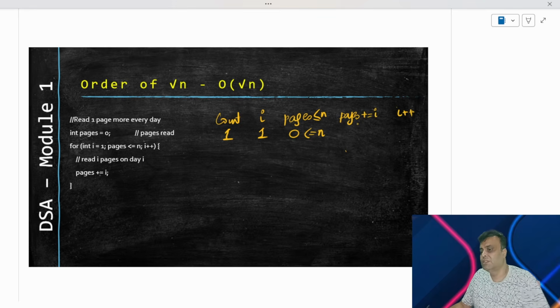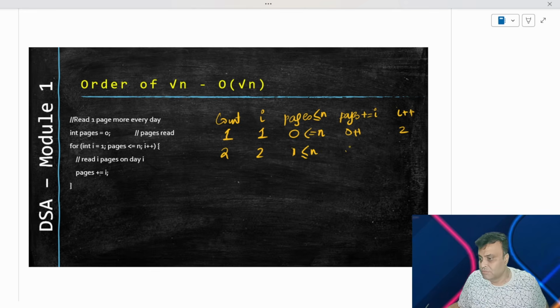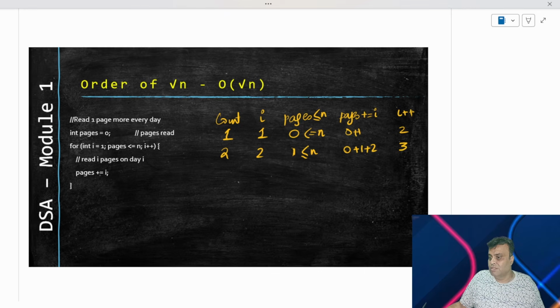So your pages plus equal to i will actually go from where to where? Let us see that. Pages is what? 0. i is what? 1. So 0 plus 1. What will i plus plus become? 2. Next time we run, i is 2, and our pages is actually 1. 1 is less than equal to n. That is true. So the pages now increments itself by i. So we already have 0 plus 1, so we'll increment it by i. i's value is 2. i will become 3.